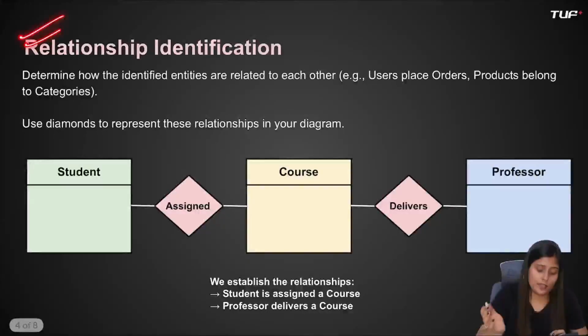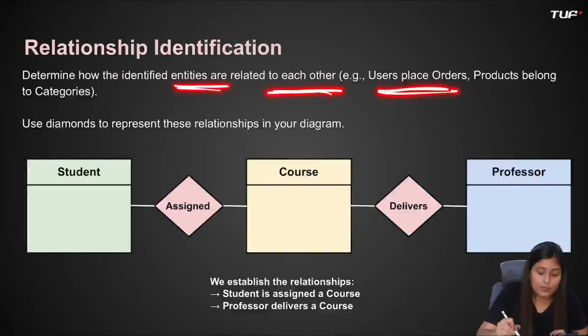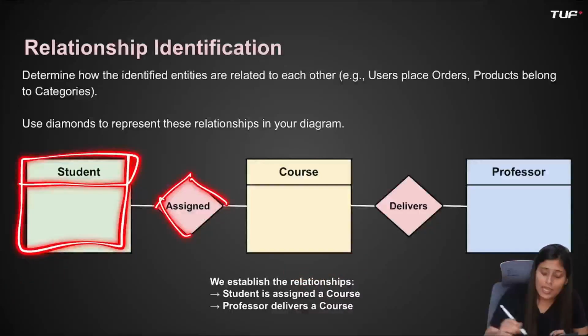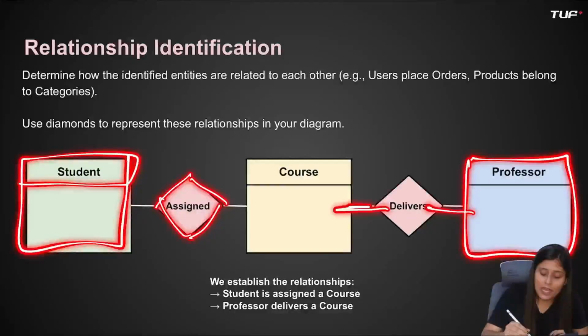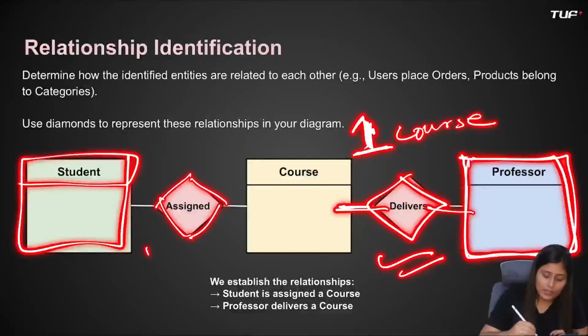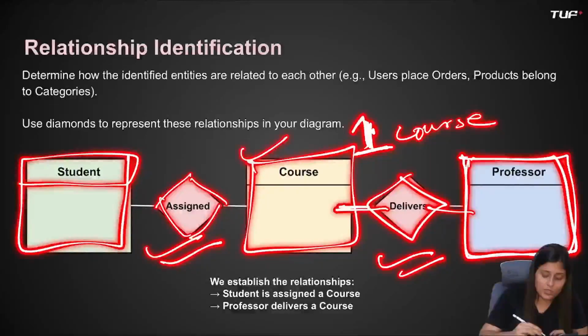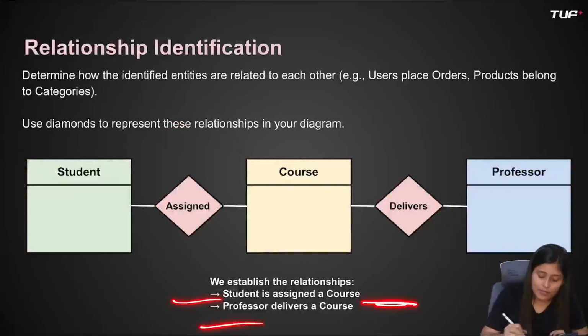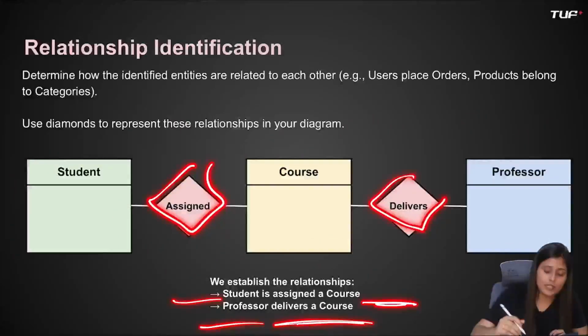Second comes relationship identification. Here we identify how the entities are related to each other, like user places orders, product belongs to categories and so on. In the case of student, course and professor, we know that every student should get assigned a course, right? And every professor, to maintain the quality, is supposed to deliver one course, right? So this is the delivers relationship between those two entities. So a student is assigned a course and a professor delivers a course. This is what a relationship between the entities means.